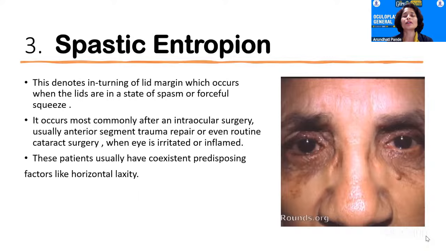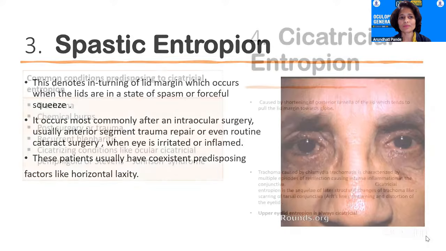So yeah, coming to spastic entropion. It denotes inturning of lid margin which occurs when the lids are in a state of spasm after a forceful squeeze. It occurs most commonly after an intraocular surgery, usually anterior segment trauma repair or even routine cataract surgery, when the eye is irritated or inflamed. These patients usually have a coexistent predisposing factor like horizontal laxity.